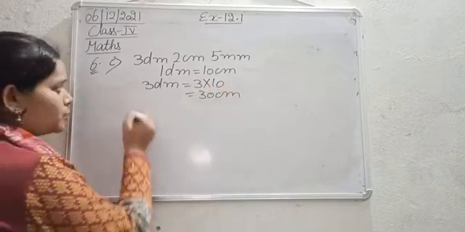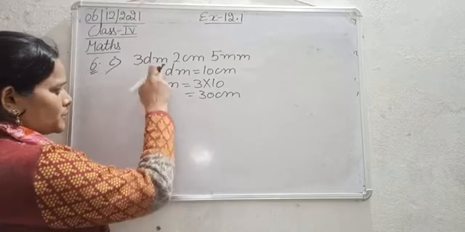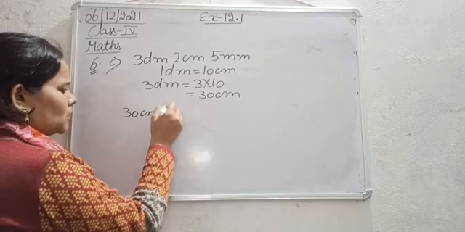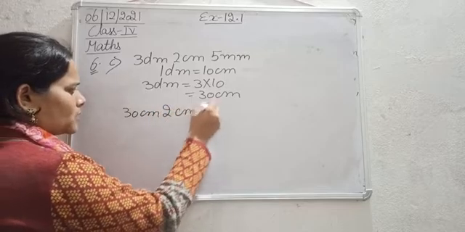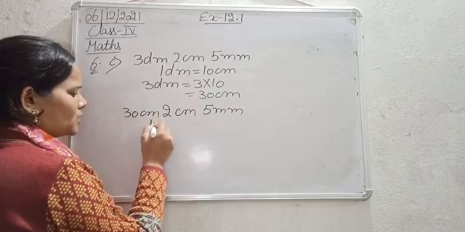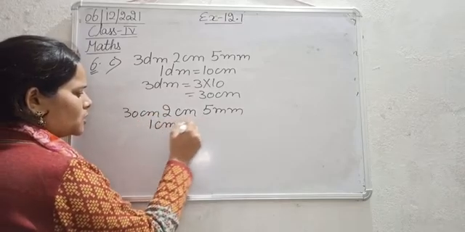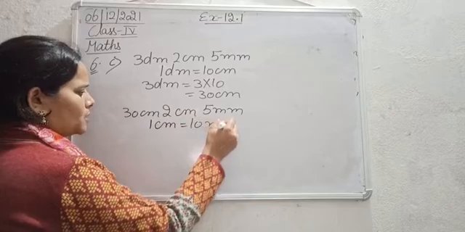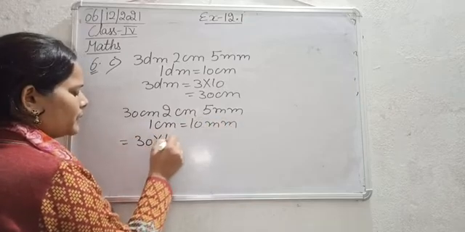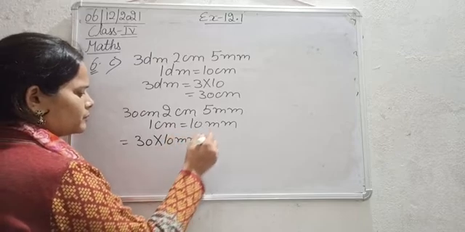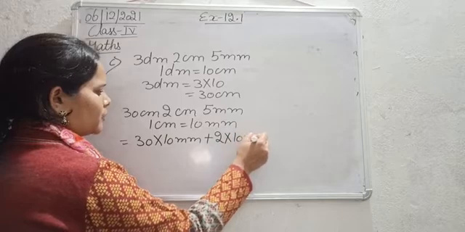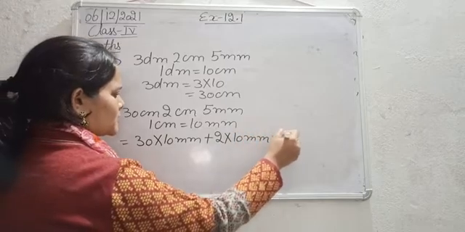Now we can easily convert. That means 3 decimeter is equal to 30 centimeter. So we can convert 30 centimeter to millimeter and 5 millimeter is already in millimeter. So 1 centimeter is equal to 10 millimeter. So 30 centimeter will be converted into millimeter by multiplying it with 10, plus 2 into 10, that will be converted into millimeter, plus 5 millimeter.